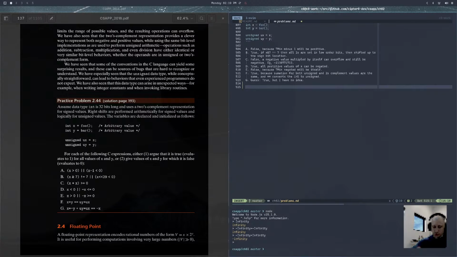Floating point representation encodes rational numbers, so numbers with a fractional part, of the form v equals x times 2 to the y. It is useful for performing computations involving very large numbers, where the absolute value of v is much greater than 0. So v is the value, equal to x, which is the fractional part, basically, times 2 to the power of y, which is the exponent. So you have the exponent and the mantissa.